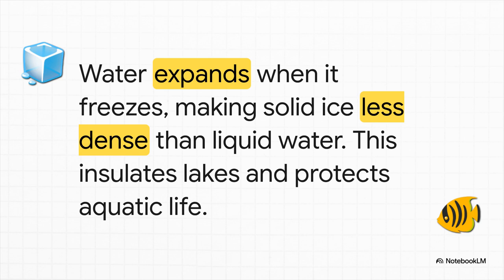All right, now for one of water's weirdest but most important tricks. Unlike almost everything else, when water freezes, it actually expands. It gets bigger. This makes ice less dense than liquid water, which is why ice cubes float in your drink, and more importantly, why lakes and oceans freeze from the top down. That layer of ice acts like a blanket, insulating the water below and protecting all the life in it.